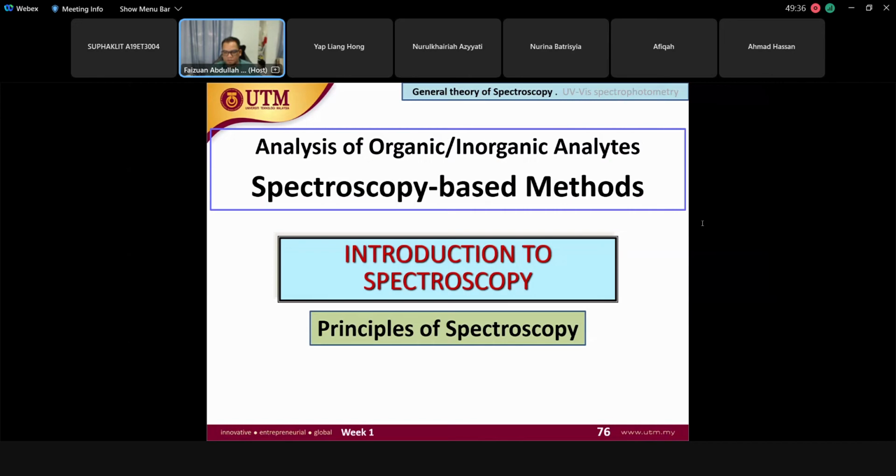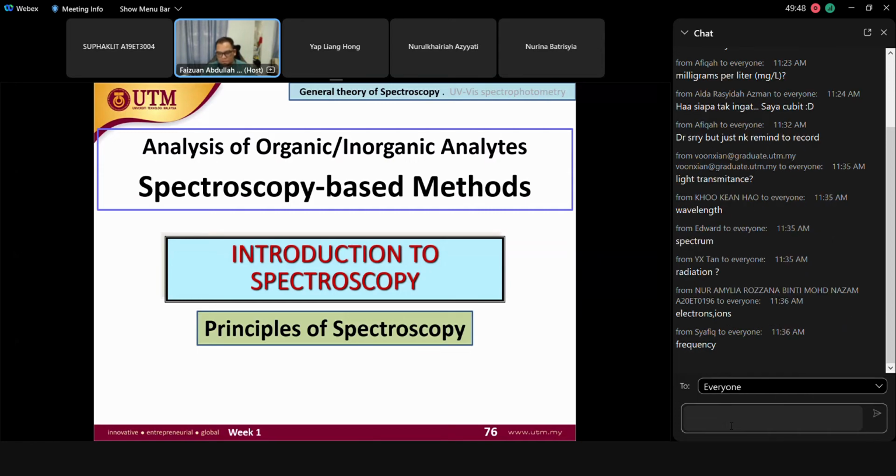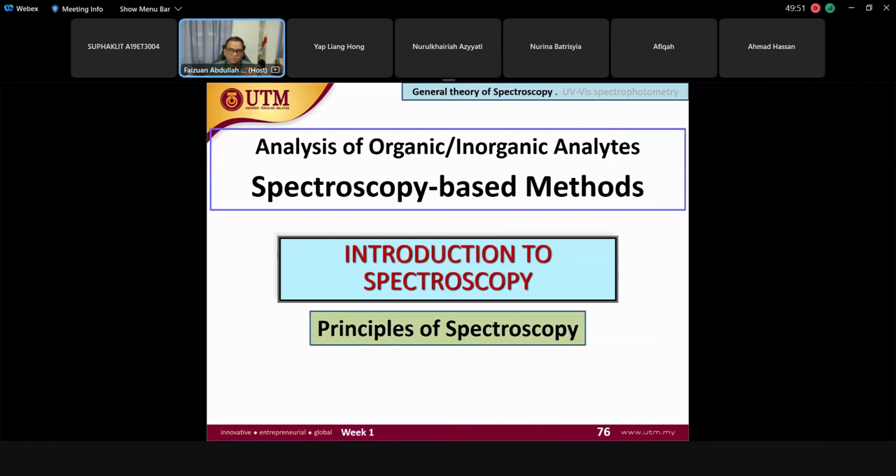Okay. What else comes to your mind when we learn about spectroscopy, when you first heard about spectroscopy? Electrons, ions, yes, involving electrons as well. Frequency, right? Those are the keywords behind the word spectrum: light, transmittance, radiation, wavelength. Okay, that is the idea behind the spectroscopy based method. It is based on light, or based on radiation.